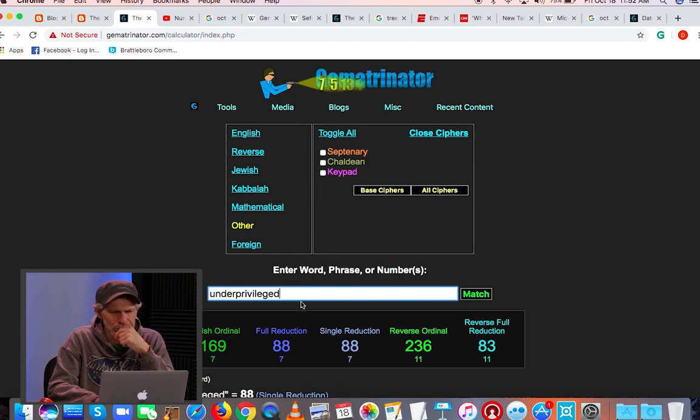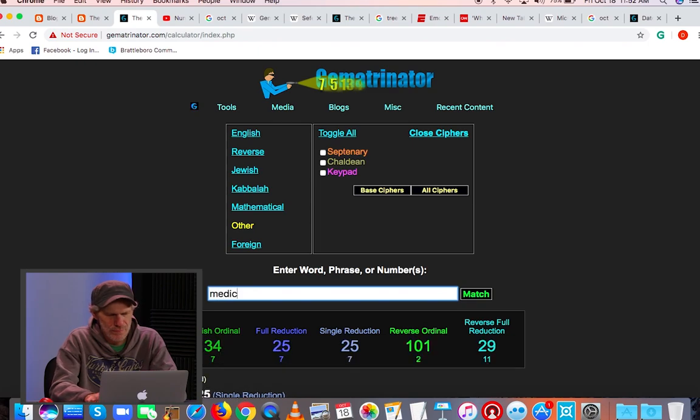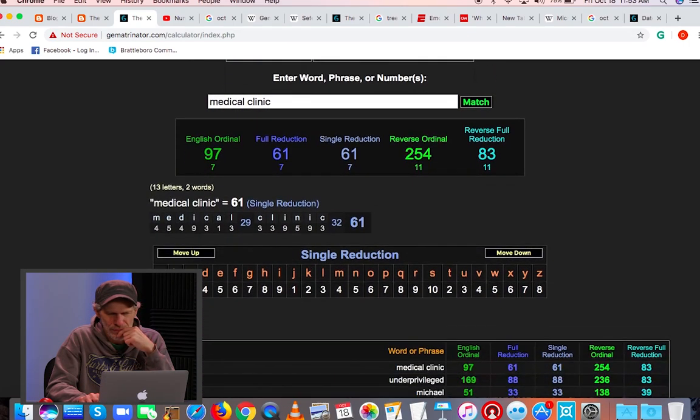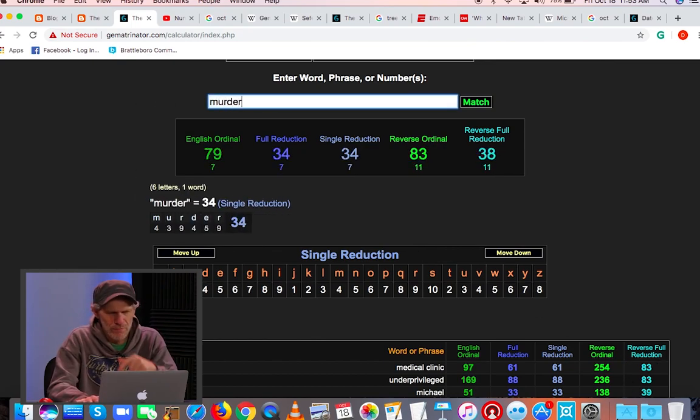83, like medical clinic. Also like murder. Look at that, in the same cipher, I think. Yeah, underprivileged medical clinic. They go hand in hand. 83 here. What happens at a medical clinic? Murder.